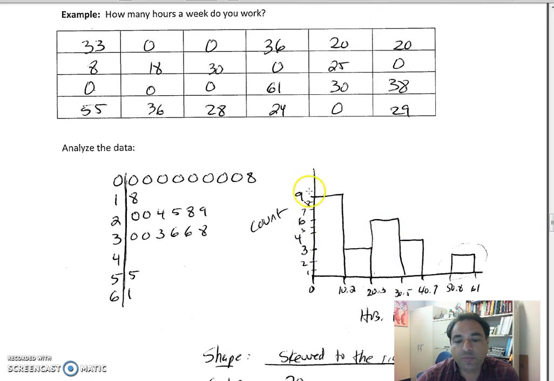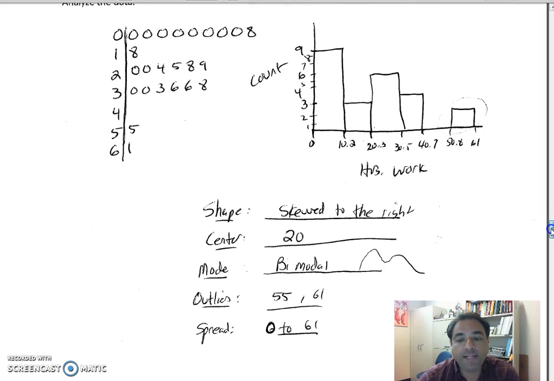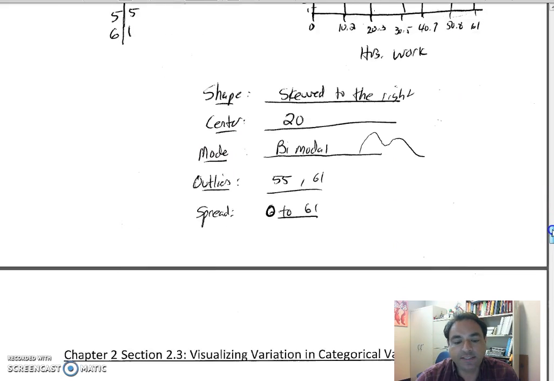In this example, we talk about how many hours a week you work. It looks like these students work either no or very few hours, or part-time. Notice we don't have many full-time, because most of these were students, so they're in school. The outliers can be considered 55 and 61. If you're in school full-time, not being able to work over full-time, that would be a little unusual. And the spread would be 0 to 61.